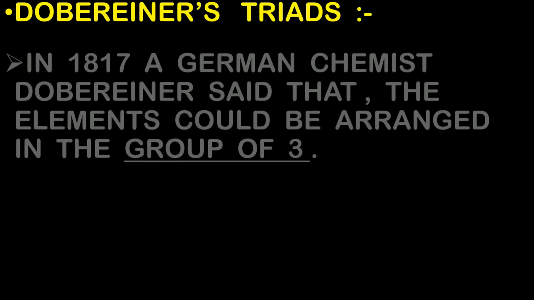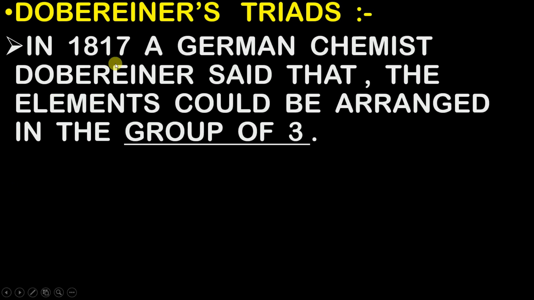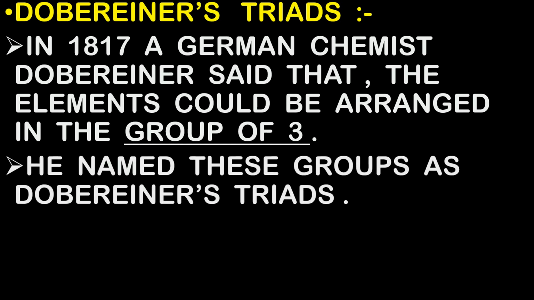This is a very beautiful concept. I really like this concept and I really appreciate Dobereiner for this. See, what he said was that in 1817, a German chemist, Dobereiner, said that the elements could be arranged in groups of 3. We can make groups of 3 elements. He named these groups Dobereiner's triads.